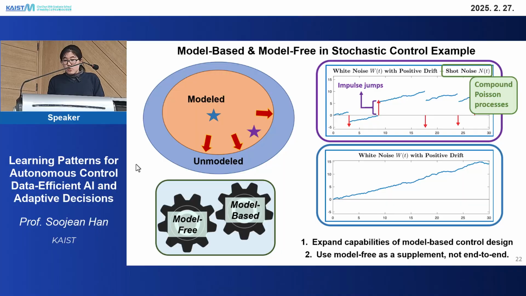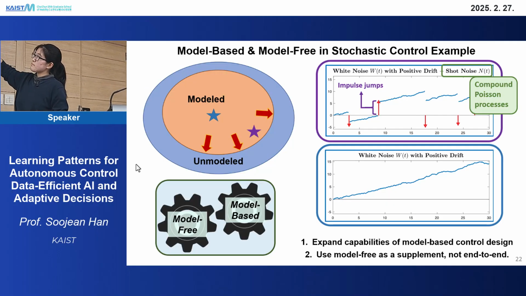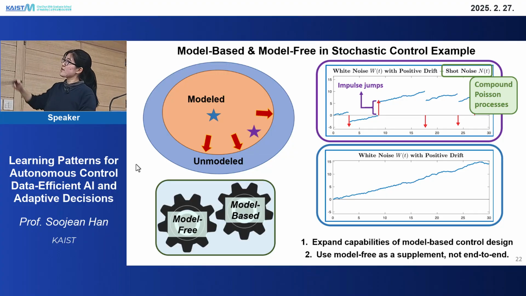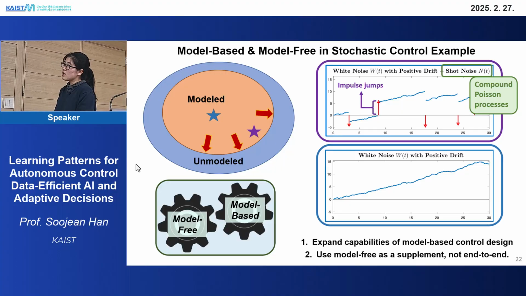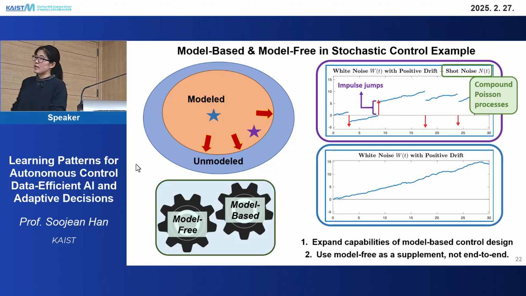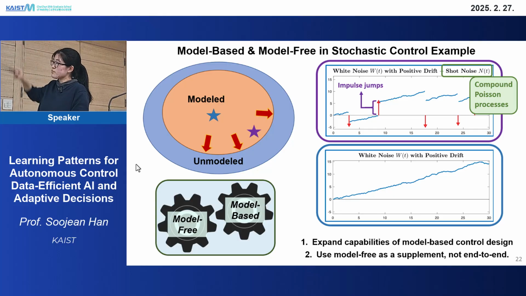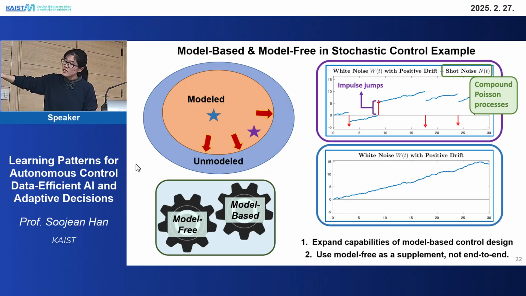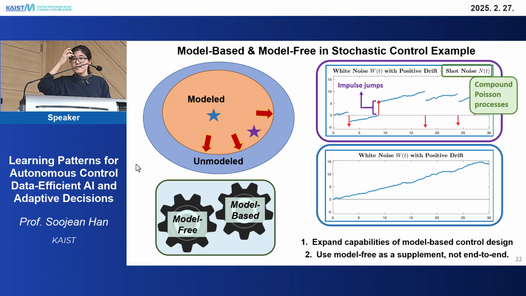So what we can do instead is, these are impulsive jumps, but in the literature of applied math, these can also be modeled using compound Poisson processes. So why not expand the capabilities of model-based control design to encompass compound Poisson processes, so we can leave model-free as more of a supplement to add rather than training it end to end.